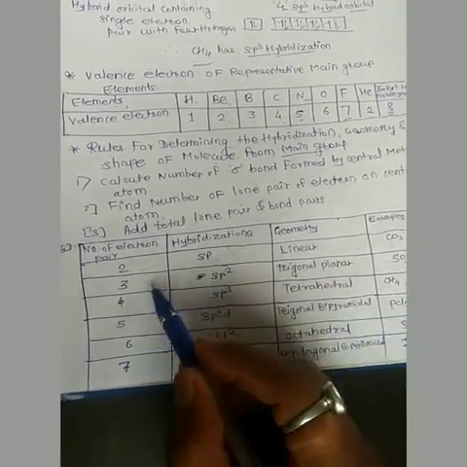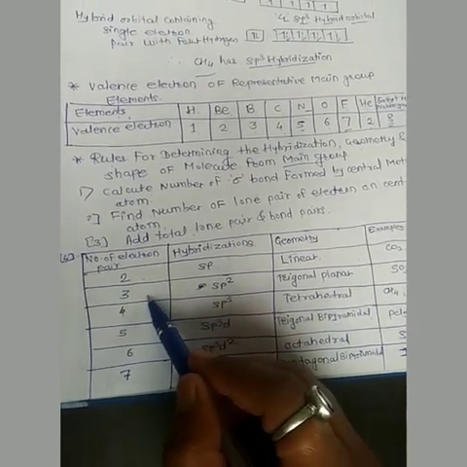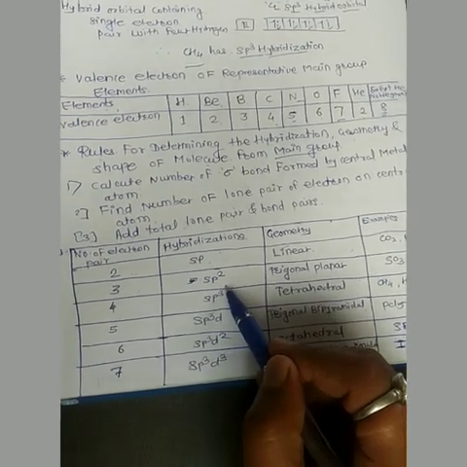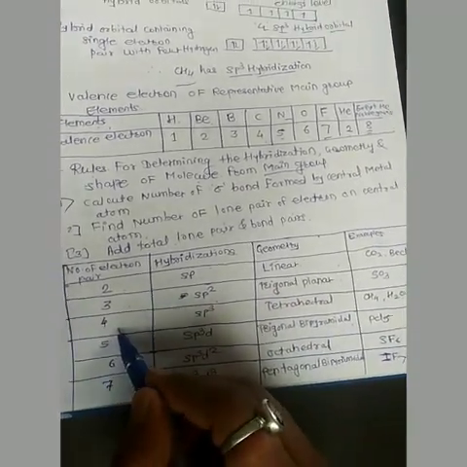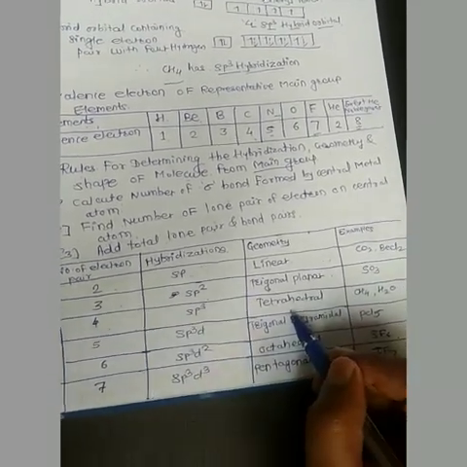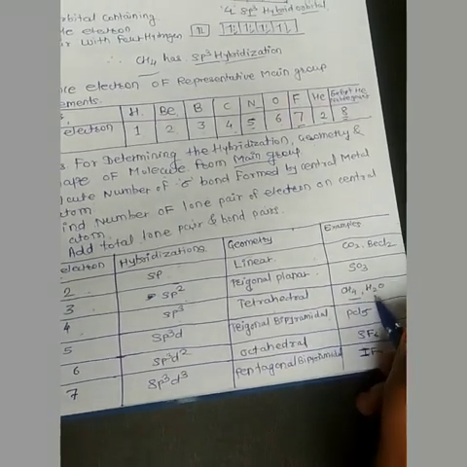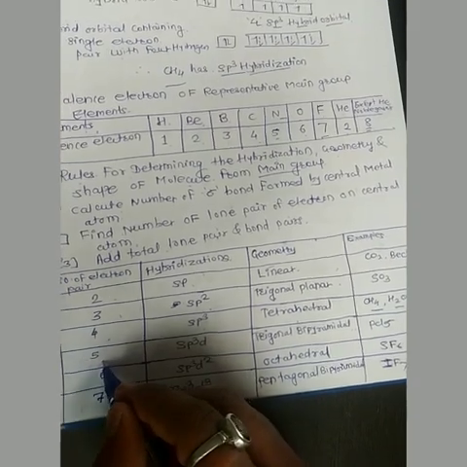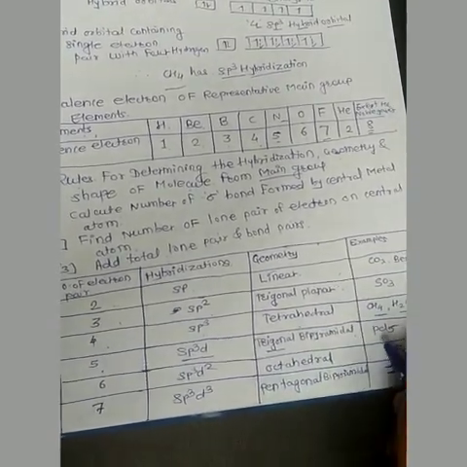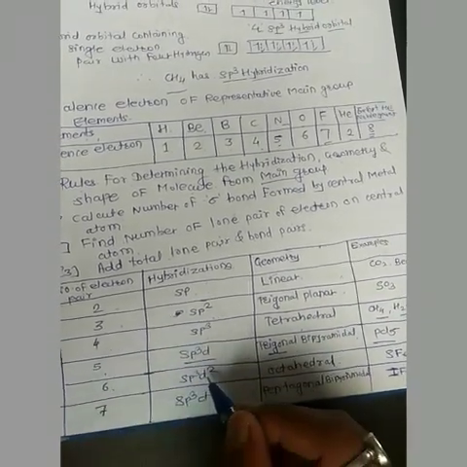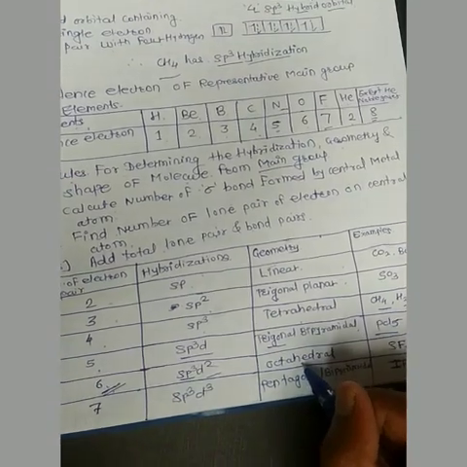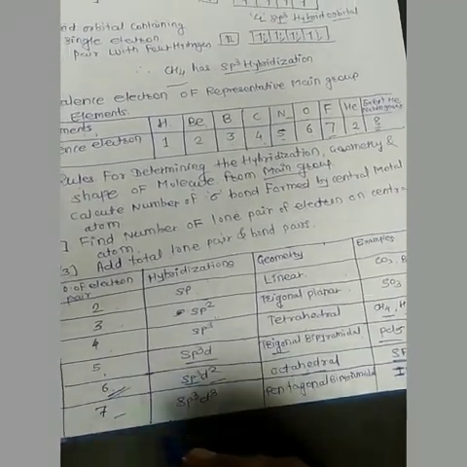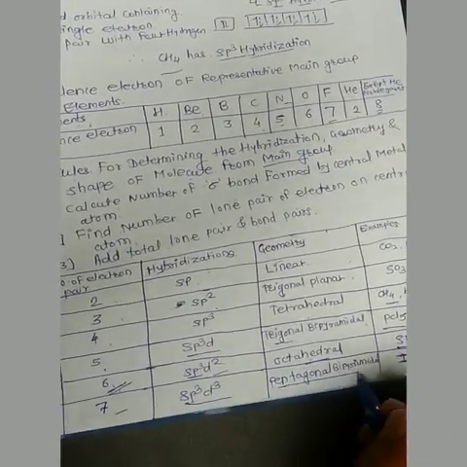For example, the CO2 molecule. For 3 electron pairs, the hybridization is sp2 and the geometry is trigonal planar. An example is the SO3 molecule. For a total of 4 electron pairs, the hybridization is sp3 and the geometry is tetrahedral, for example the methane molecule and H2 molecule. For a total of 5, the hybridization is sp3d and the geometry is trigonal bipyramidal, for example the PCl5 molecule. For a total of 6 electron pairs, the hybridization is sp3d2 and the geometry is octahedral, for example the SF6 molecule. For 7, the hybridization is sp3d3 and the geometry is pentagonal bipyramidal.